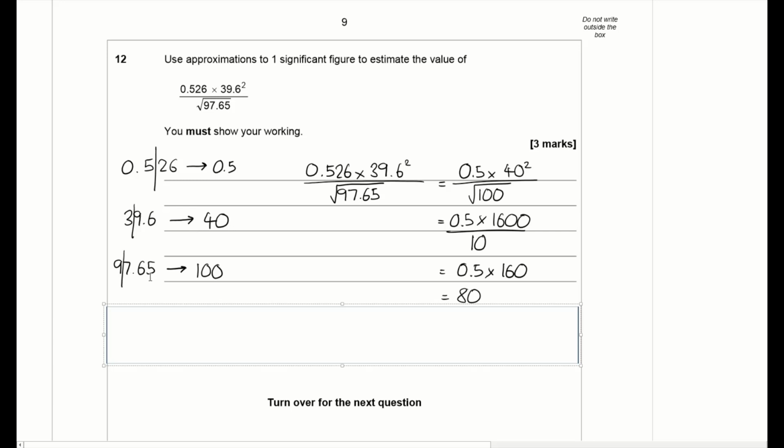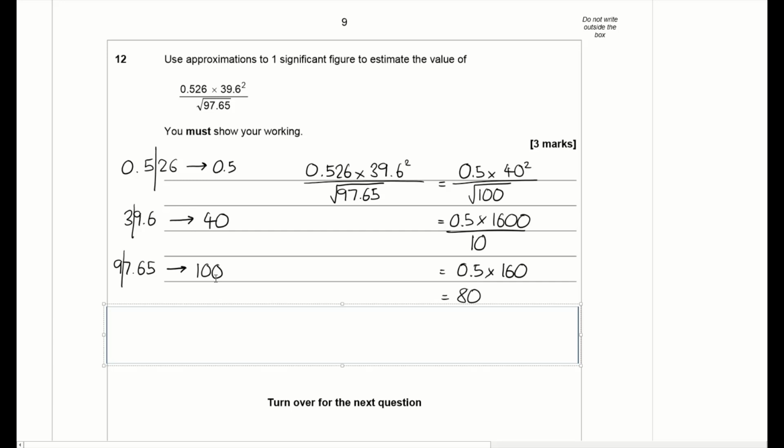For 97.65, 9 is the first significant figure. Put the dividing line in. 7 is 5 or greater, so 9 rounds up by 1, which makes it a 10 in effect. Therefore, that becomes 100. You always have to put zeros in up to the decimal point. You can't just say that's 10, because that's completely different with regard to its size of magnitude from what it really should be. So we have 100 there.